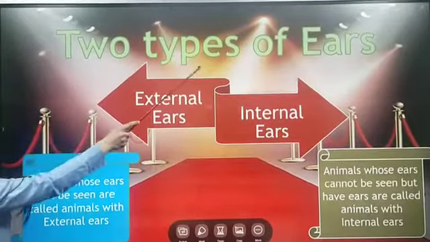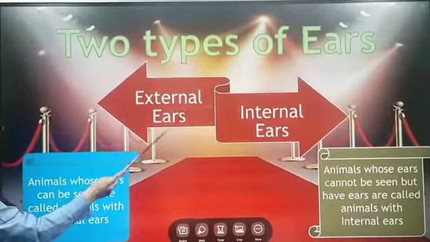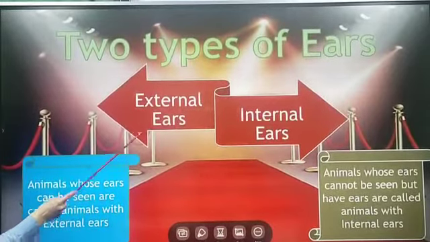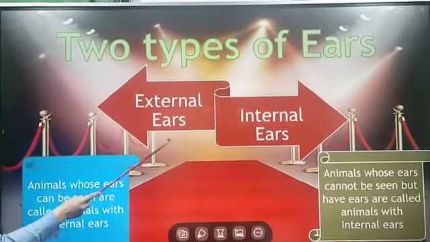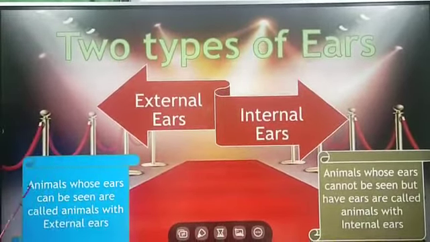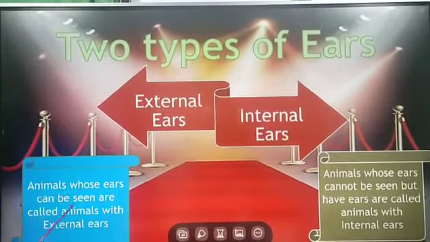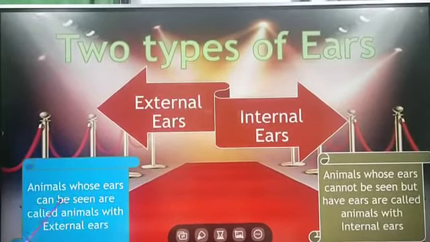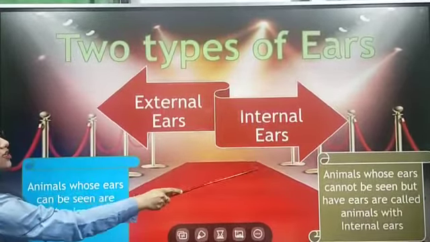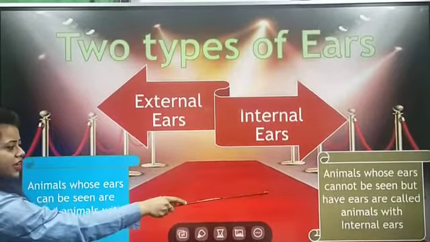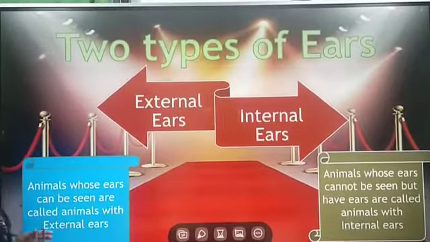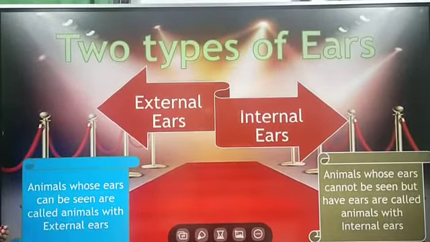There are two types of ears, external ears and internal ears. From the word only, you can understand external, that means outside. Internal, that means inside. So, animals whose ears can be seen are called animals with external ears. Animals whose ears cannot be seen but have ears are called animals with internal ears. So, what are their examples? Let us know.